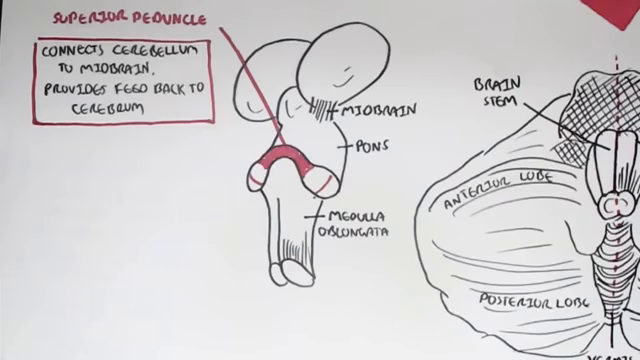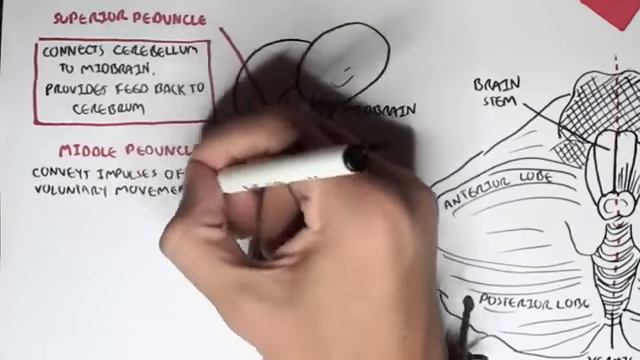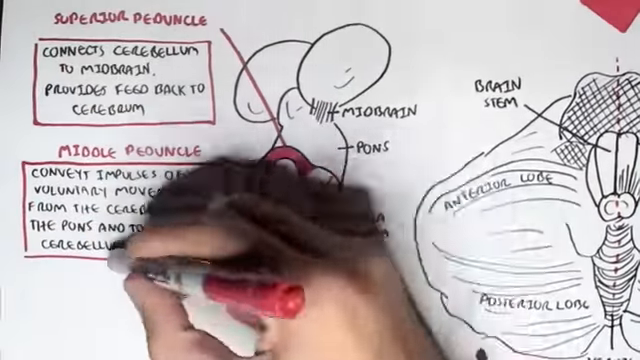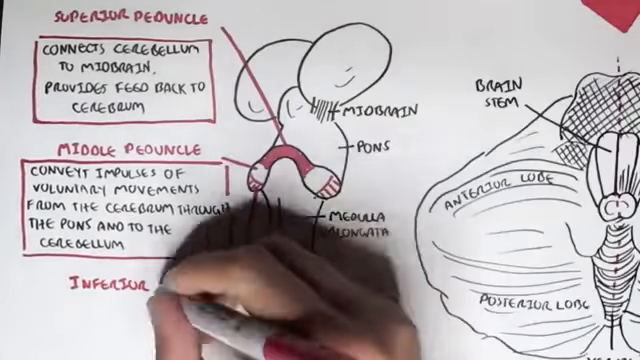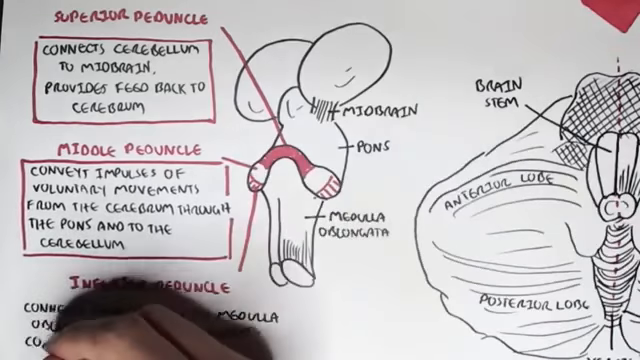So the superior peduncle provides signals from the cerebellum to the cerebrum. Next, we have the middle peduncle, which conveys impulses of voluntary movements from the cerebrum through the pons and to the cerebellum. So the middle peduncle's role essentially is in giving signals from the cerebrum, the main part of the brain, to the cerebellum. So it's the opposite of the superior peduncle. The superior peduncle conveys impulses from the cerebellum to the cerebrum. The middle peduncle conveys impulses from the cerebrum to the cerebellum. So opposite.